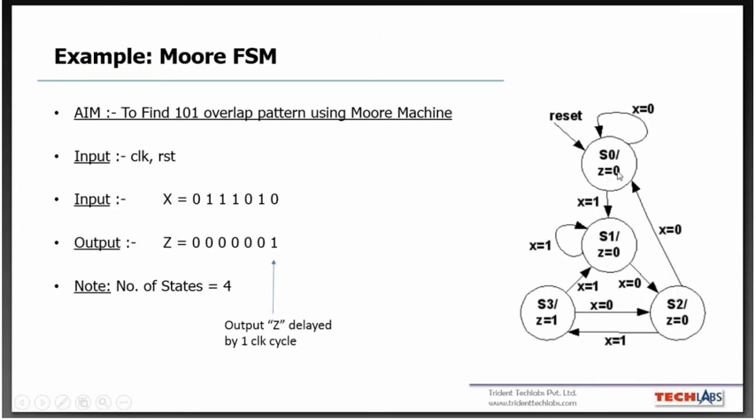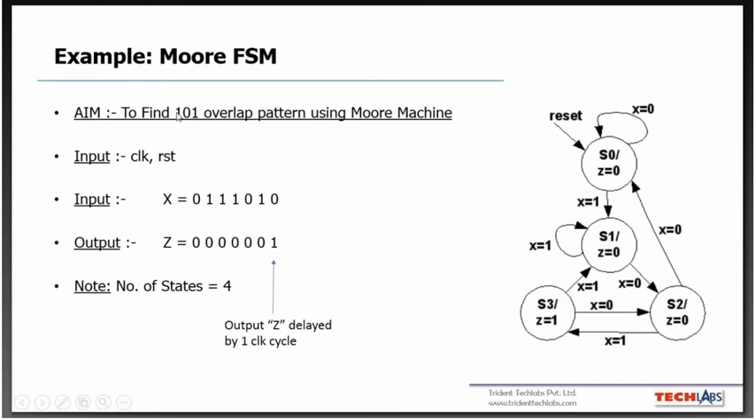Z equal to 0 indicates that until you find the complete pattern, you will not get Z equal to 1. After finding the complete 101 pattern, you will get output Z equal to 1, which indicates that the state machine has detected the given pattern. First we are in state 0. After that, it moves from state 0 to state 1 when X is equal to 1. So we have got 1 here, and it has moved from state 0 to state 1.